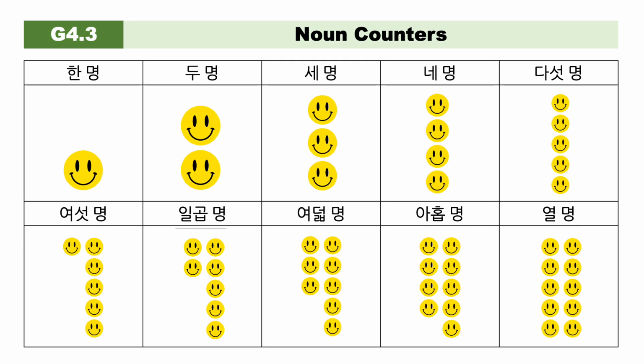사람 한 명, 두 명, 세 명, 네 명, 다섯 명, 여섯 명, 일곱 명, 여덟 명, 아홉 명, 열 명.